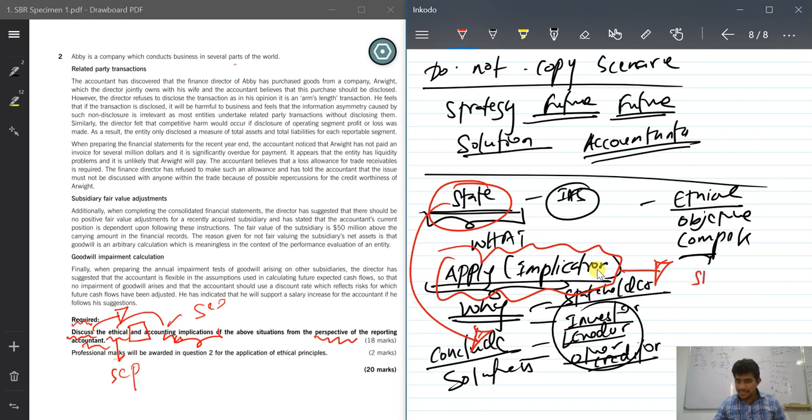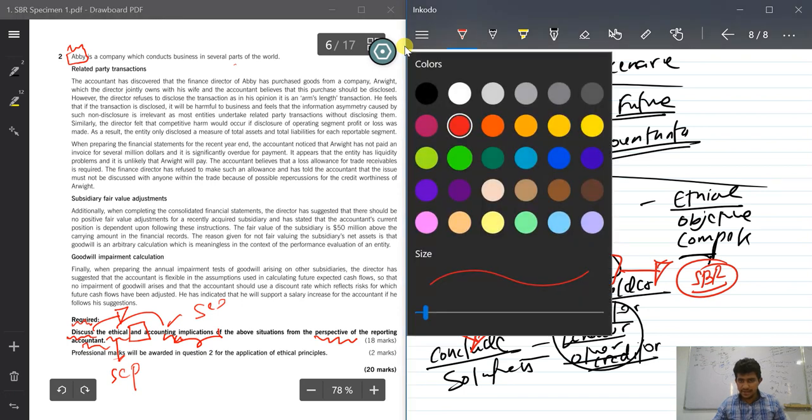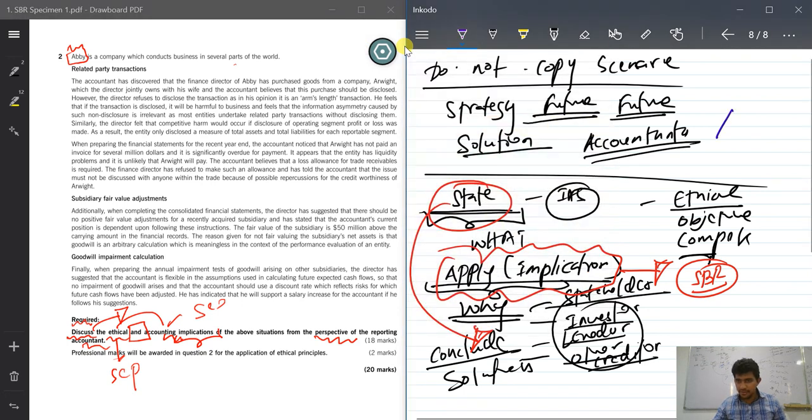So students, in the SBR exam, you need to be very clear that you are going through the implication from the point of view of the company. Now students, if you look at the point of view of the company, here the company is Abby. So I will write it in here with a different color pen, so it will be easy for you. Abby is the name of the company. So please be very careful. Again, I am repeating, students, it is state, apply and conclude. Please remember.